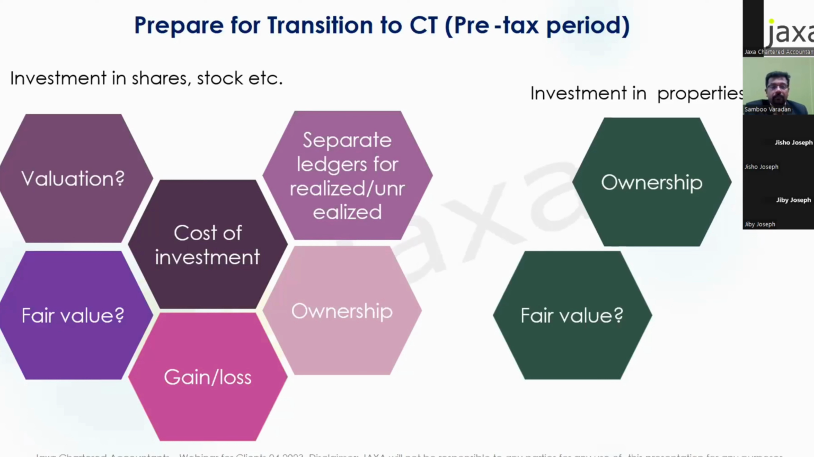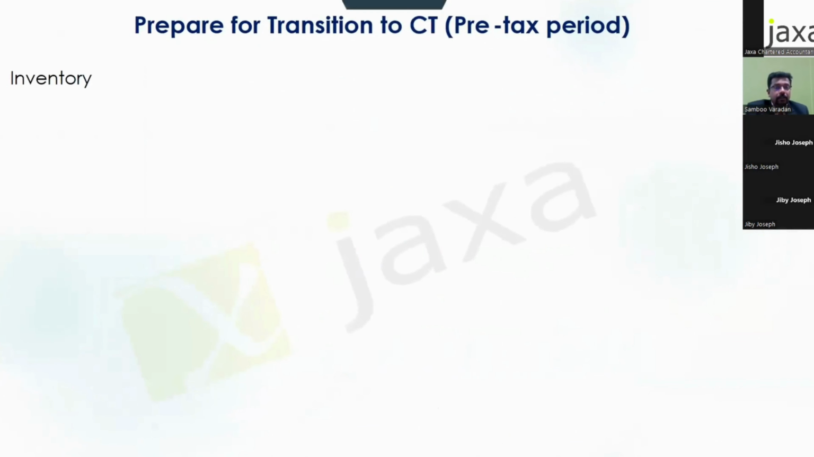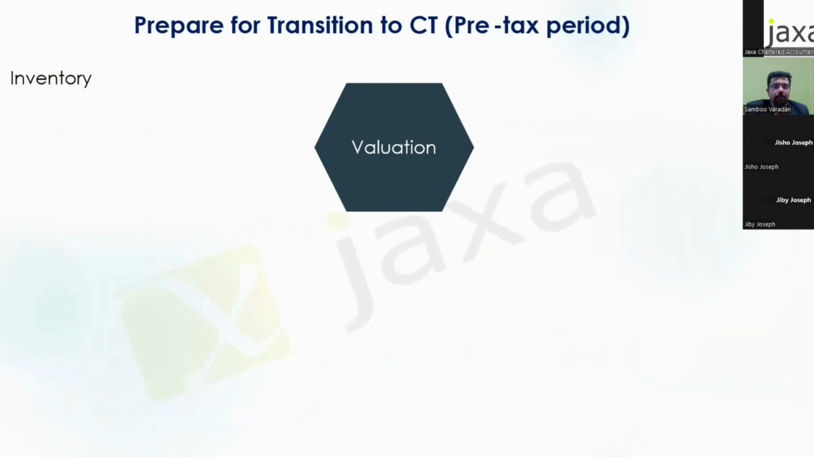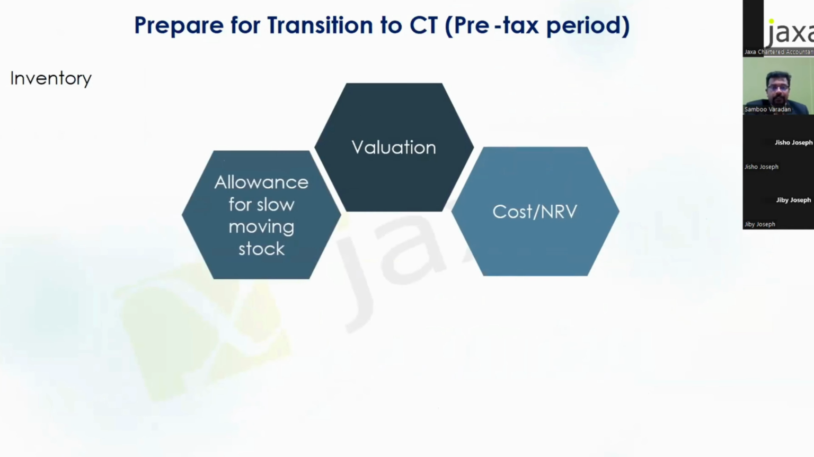Now, for property, we advise you to do the independent valuation at least once in 3 years, and the rate to be used for the amortization should commensurate with the useful life of the asset. Now, regarding inventory, as per standard, it should be valued at cost or net realizable value, whichever is lower. But for slow moving inventories, it is advisable that you create adequate provision in the books of accounts.